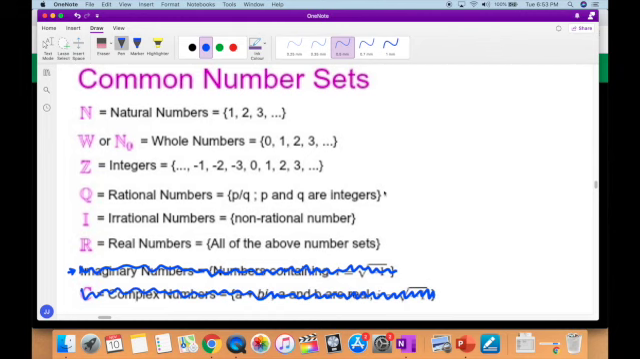All right. Let me ask you something. You can see that this is a subset of this. This is a subset of this. These are a subset of this. This is a subset of. Is this true? Is this a subset?